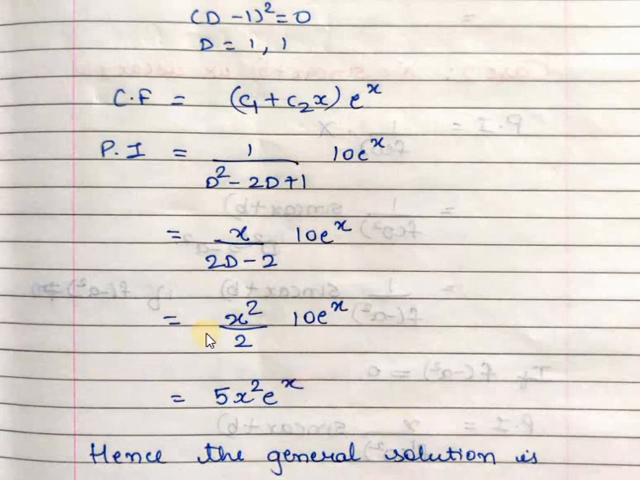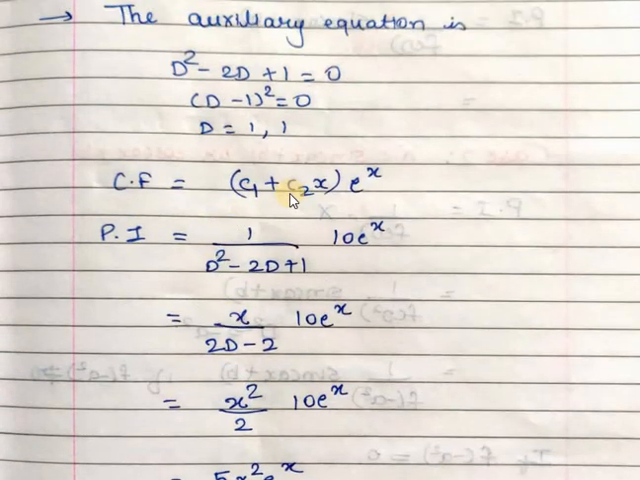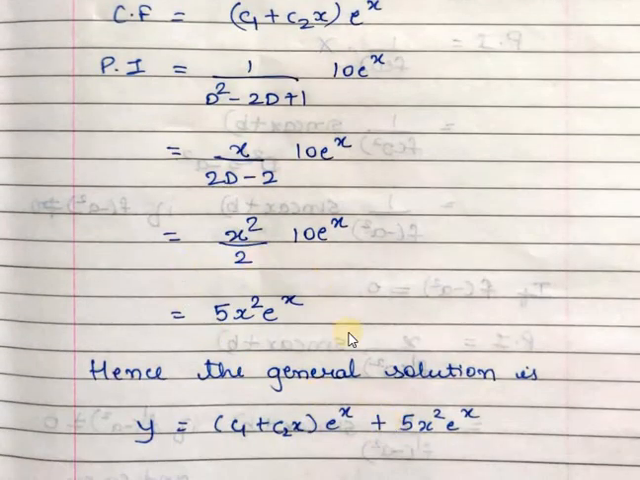So this is the answer of yp. Hence the general solution is given by y is equal to yc plus yp. What is yc? It is (c1 plus c2x) in bracket into e raised to x, plus yp. What is yp? It is 5x square e raised to x. So this is our final answer.